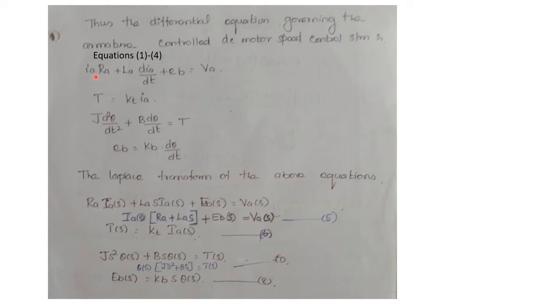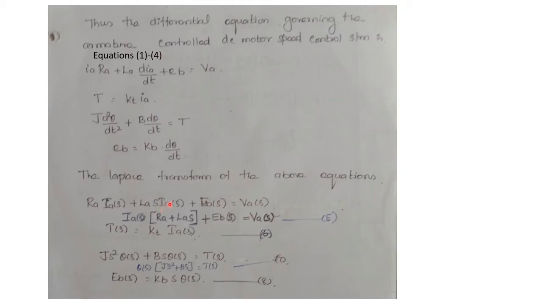Then the Laplace transform of this IA will be, directly we can write the answer, by applying the Laplace transform. Laplace transform of F will be capital F of S. What about the Laplace transform of IA? Capital IA of S. Okay, then LA is a constant. Then Laplace transform of d by dt will be S. Okay, then Laplace transform of this IA, capital IA of S. Then Laplace transform of EB, capital EB of S. Laplace transform of this VA, capital VA of S. Okay, similarly we have to find the Laplace transform for the remaining 3 equations.